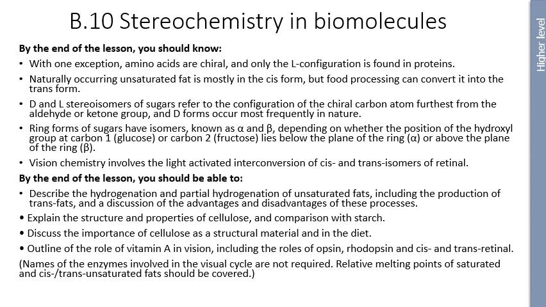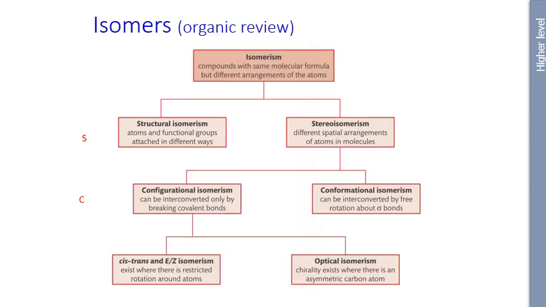You're going to have to be able to describe the hydrogenation of unsaturated fats, explain the structure and properties of cellulose, and discuss the importance of cellulose as well. And then finally, outline the role of vitamin A in vision. Let's get to it. So isomers, this is pretty much a review of organic chemistry.